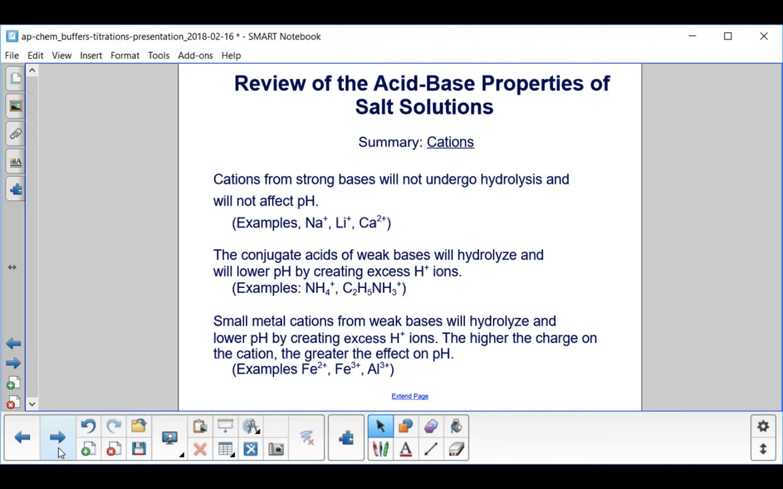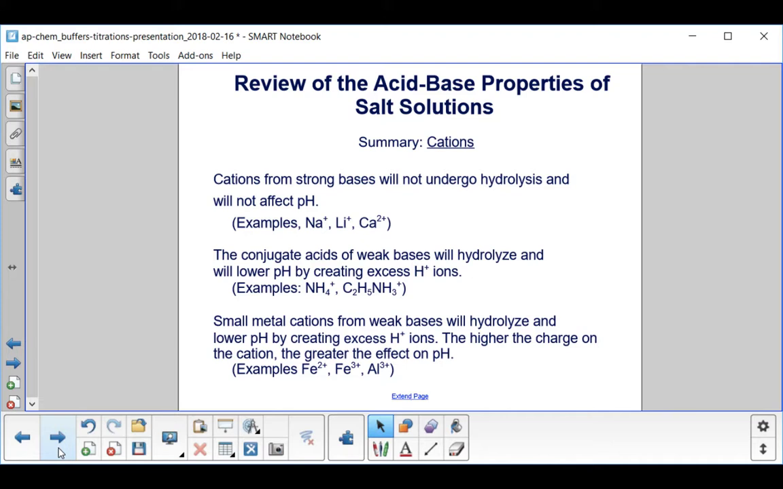So NH4+ or C2H5NH3+. What happens when we have NH4+ in aqueous solution? Well, it donates that proton to the water, creating that excess hydrogen ion.